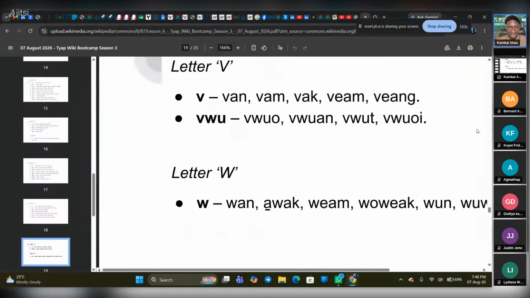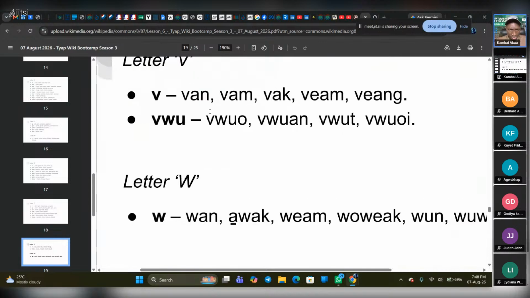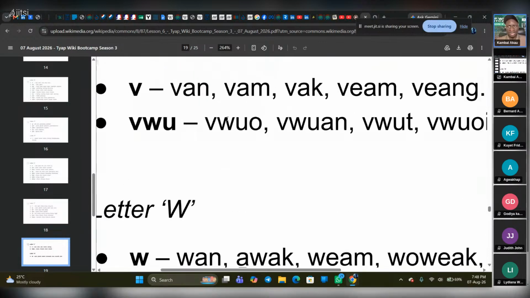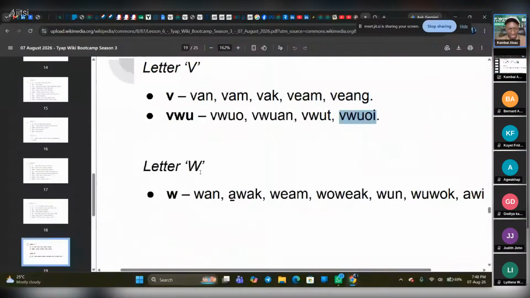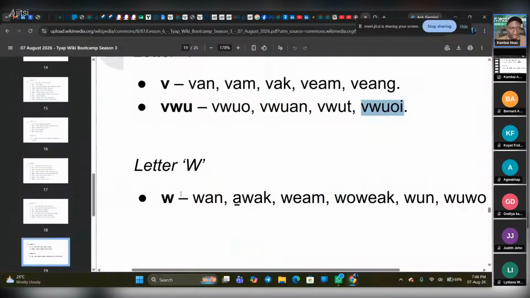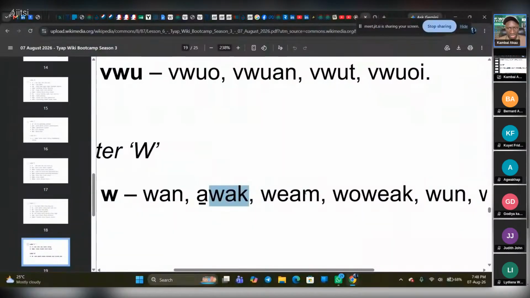And then we have letter W. Sorry, the pronunciations. We have vo, we have one, we have wood, and then we have voi, and then we have letter W, the third to the last letter of the alphabet, and underneath we have only one form, just like letter R, and underneath we have examples such as one, we have awak, and then we have wayam, and then we have wayak, and then we have wowak.